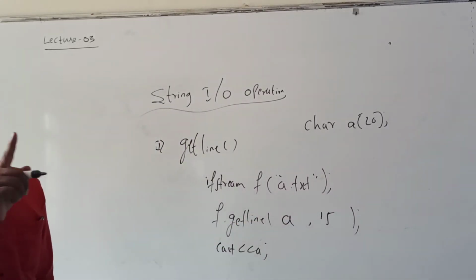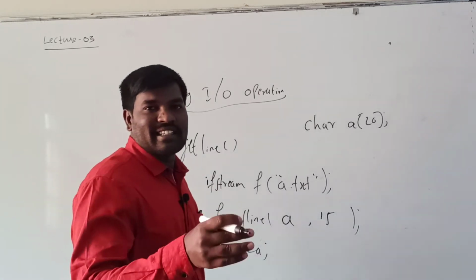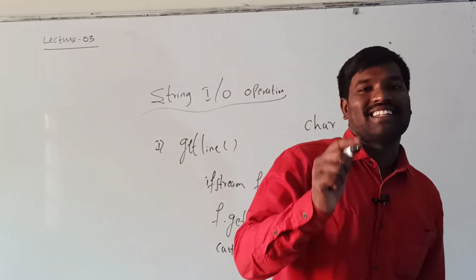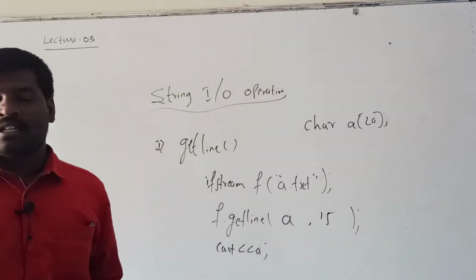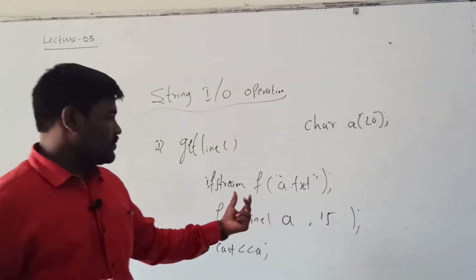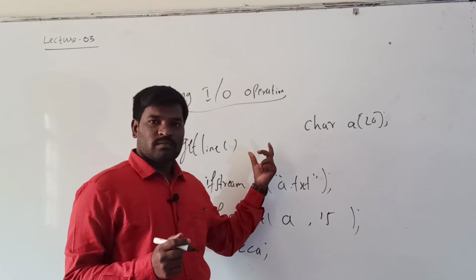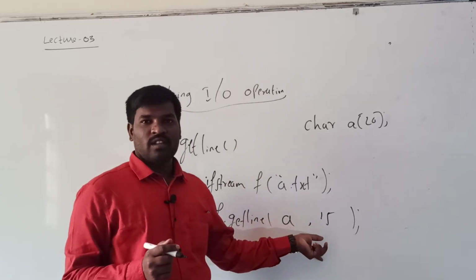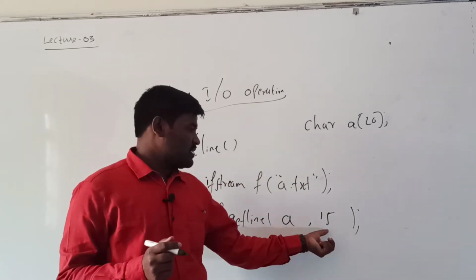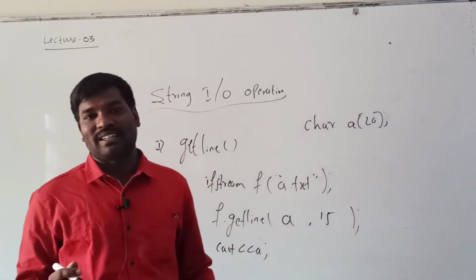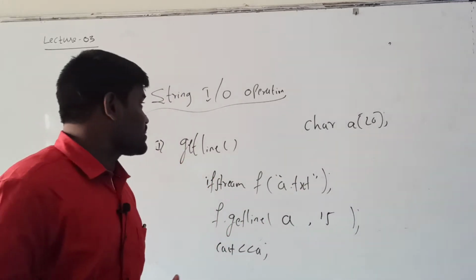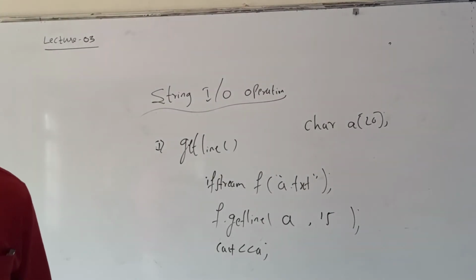The difference between get and getLine is, get is used to read only a single character, while getLine is used to read the entire line, or from the starting position or current position up to a number of characters. That will be decided by the size. So this is the string input operation.